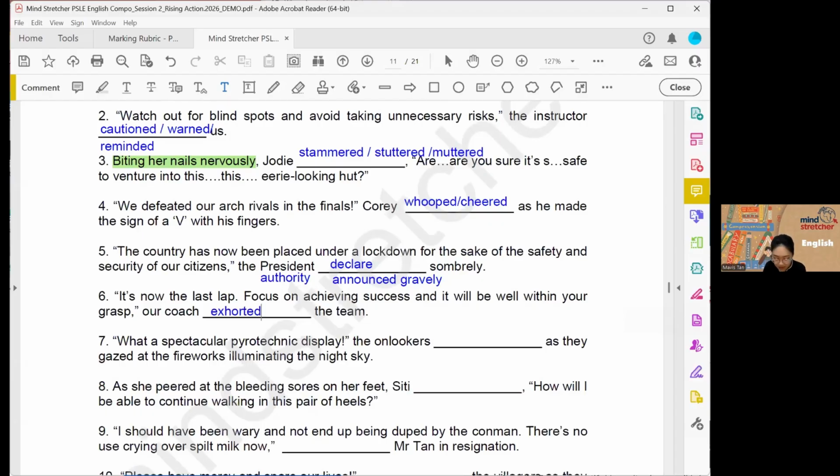Okay, so if someone is trying to encourage you, okay, someone is encouraging you, someone wants to urge you, someone wants to assure you, your coach, someone wants to encourage you, they all work.